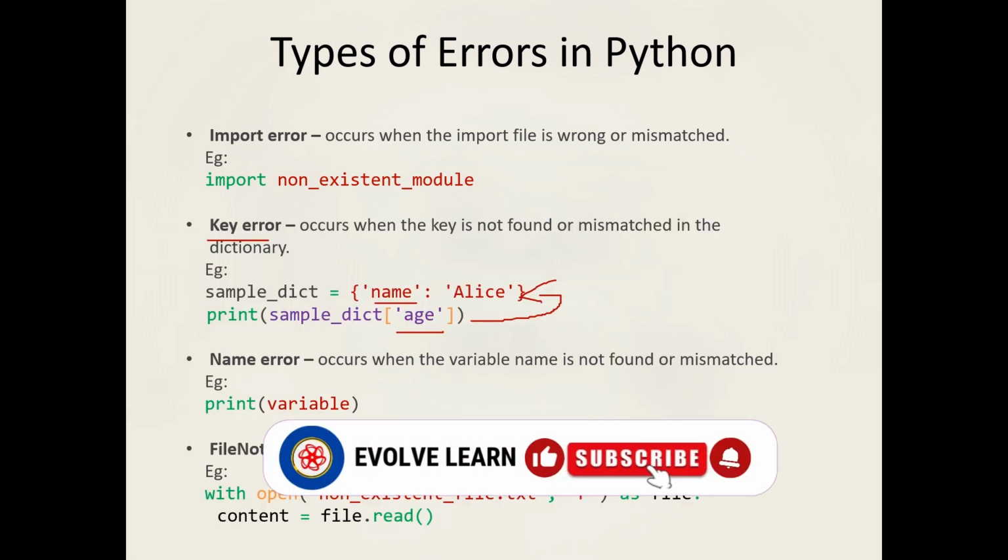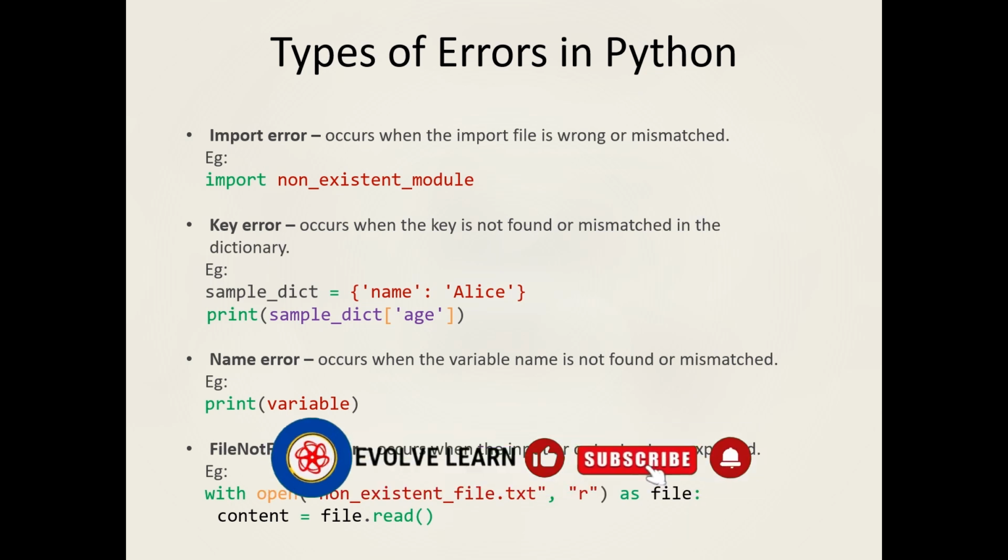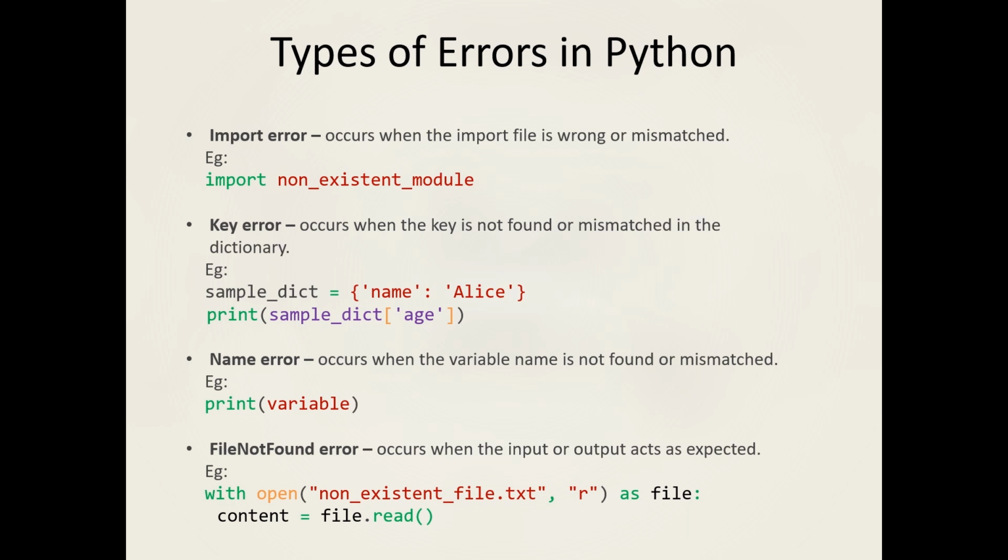Next, name error. Name error occurs when you try to use a variable or function that has not been defined or not found. Here, the variable is not defined before it is used, leading to name error. Lastly, file not found error. A file not found error occurs when you try to open a file that does not exist. In the example, I am attempting to read a file named non-existent file, which does not exist, so it raises a file not found error.